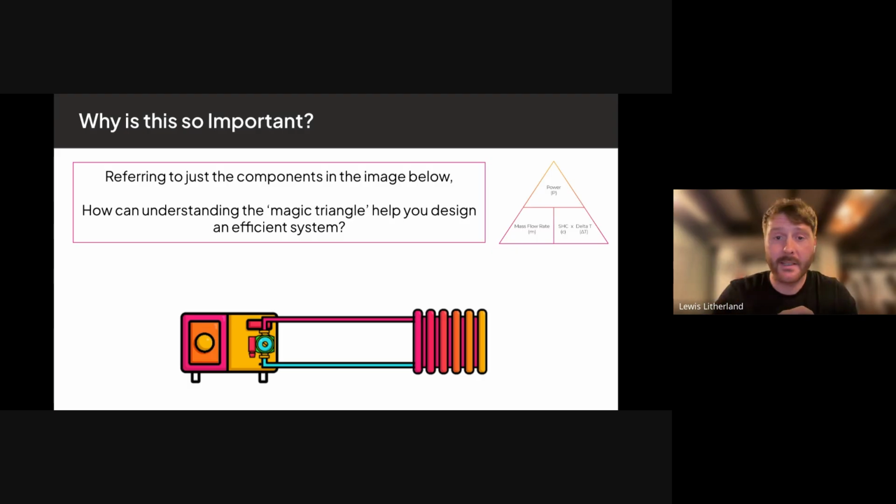Anything else that could affect that? Anyone else want to jump in? Any of them? What else could affect your flow rate on this?